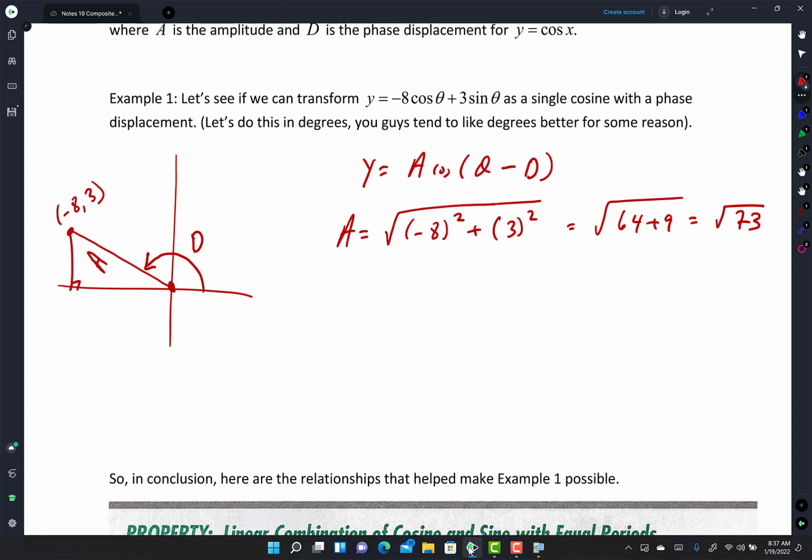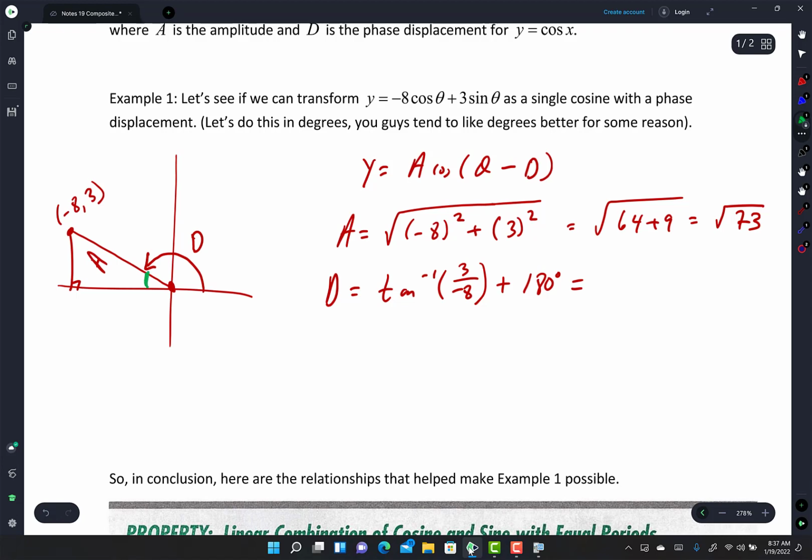Now I'm going to get my angle. What angle? This angle D here. To get angle D, you're going to go arctan of 3 over negative 8, and this is going to give you an answer in quadrant 4. I'm going to add 180 to it. This is not the only way to do it. You can find the reference angle, arctan of 3 over 8, figure out this reference angle down here, and then subtract it from 180. So there are so many different ways.